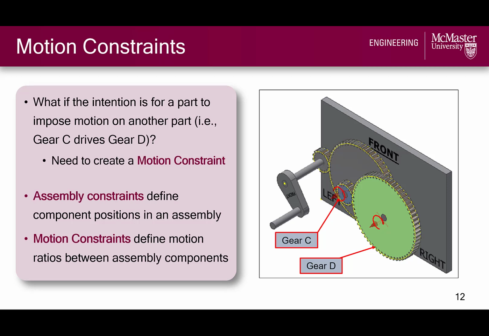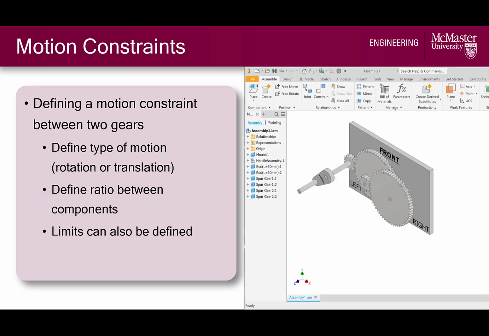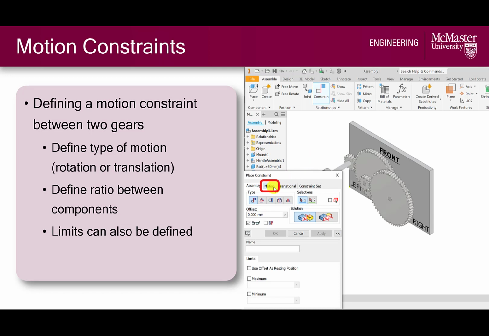While assembly constraints define positions of component instances within an assembly, motion constraints define how the movement of one instance imposes motion on another. We can apply a motion constraint to this gearing set in Inventor using the same constraint tool, but selecting the motion constraint tab instead. Two types of motion constraints that we can apply are rotation-rotation constraints or rotation-translation constraints, where the former is suitable for applications like spur gear sets, and the latter would be suitable for, say, a rack and pinion application.